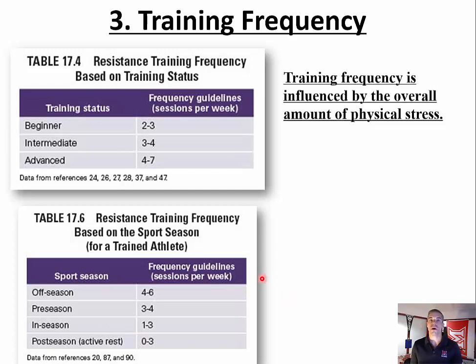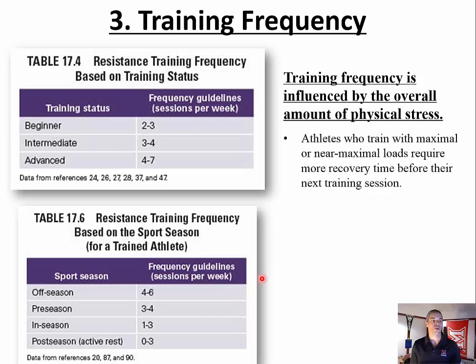What's important to remember here is that training frequency is influenced by the overall amount of physical stress being placed upon the individual. So for example, athletes who train with maximal or near maximal loads as part of their training regimen typically require more recovery time before their next training session compared to athletes who train with a submaximal load.